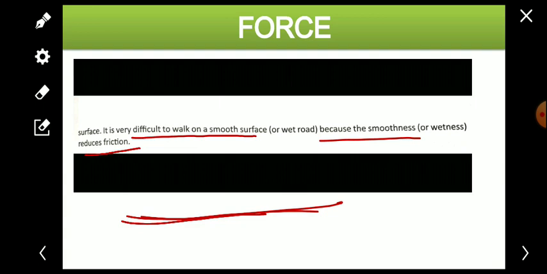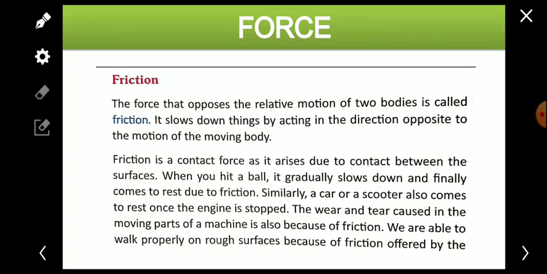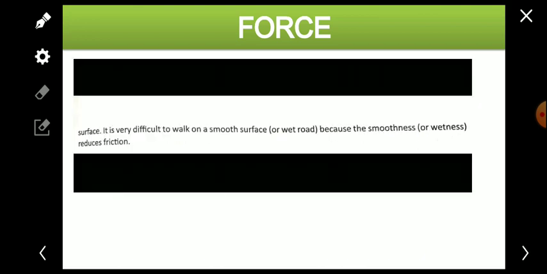So friction is very useful, and at some places it has disadvantages also, because of friction the soles of shoes get worn out, and machinery parts also get destroyed. So there are many disadvantages and advantages of friction. It is very important for us.